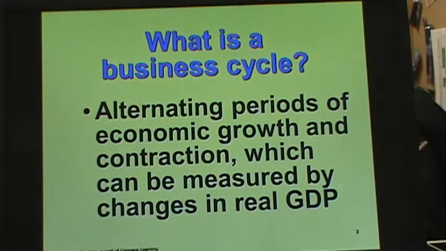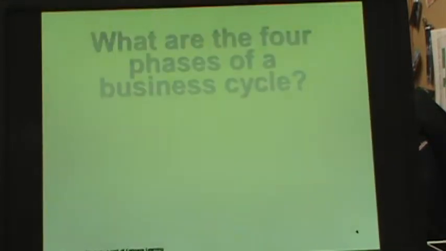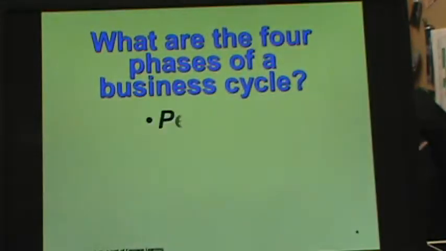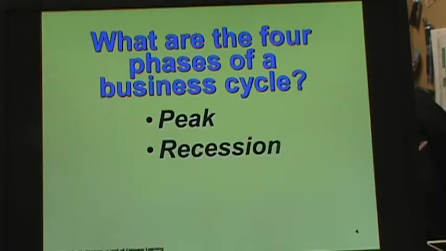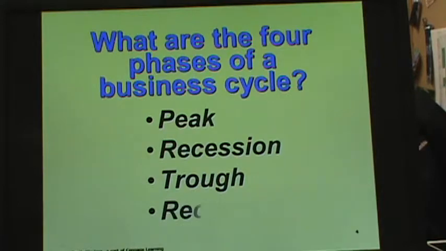So gross domestic product, GDP, is the value of all final goods and services produced in a nation during a period of time, which is usually a year. There's 4 phases of the business cycle. There's the peak, the recession, the trough, and the recovery period.